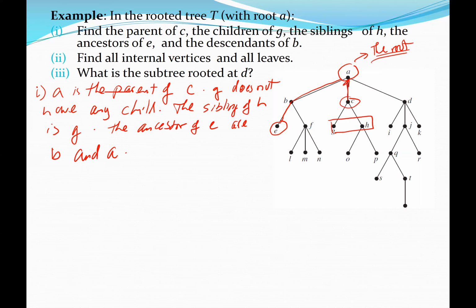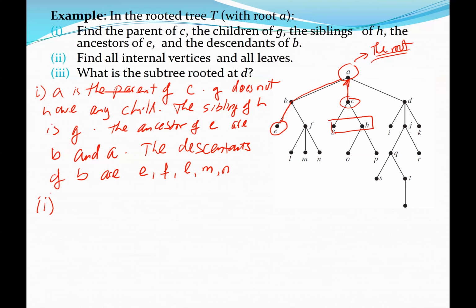All right, so what's the descendant of B? The descendants of B are E, F, L, M, and N, because B is the ancestor of E, F, L, M, and N. So therefore, the descendants of B will be E, F, L, M, and N. All right.